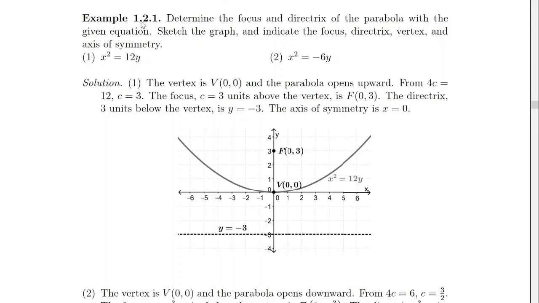Example 1.2.1. Determine the focus and directrix of the parabola with the given equation. Sketch the graph and indicate the focus, directrix, vertex, and the axis of symmetry. So, number 1, let's have x squared equal to 12y.